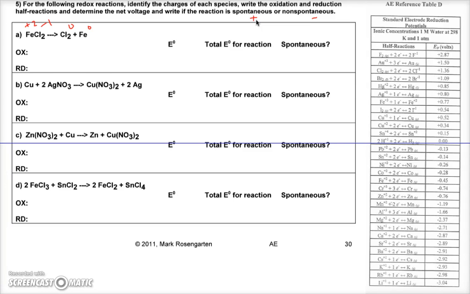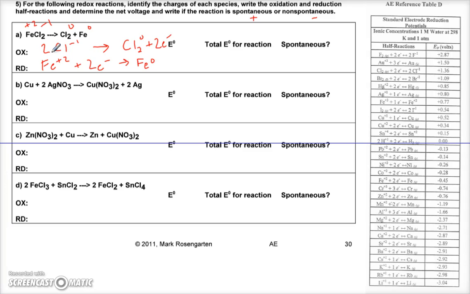So if we figure this out, we can see that the iron is going from a +2 down to a 0. So that is what is being reduced. So writing that half reaction looks like this. Fe +2 plus 2 electrons turns into Fe0. The oxidation part of this reaction goes from 2 Cl-1s turning into Cl2 0 plus 2 electrons.